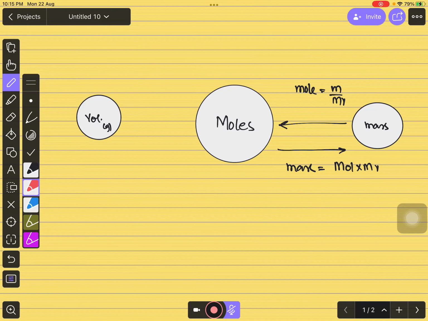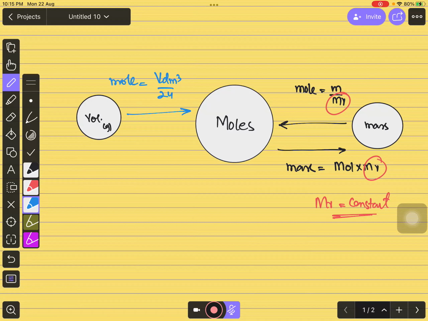Why are we doing this? Because we know that Mr is constant over here. We can find it out from the periodic table, right? Then if the volume is given to you, you can find out moles by dividing the volume by 24 or by 24,000. And for example, if moles are given to you and I ask you to tell the volume, you can find out the volume by multiplying moles with 24.